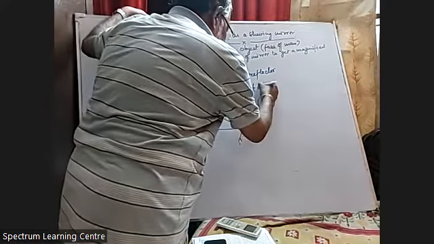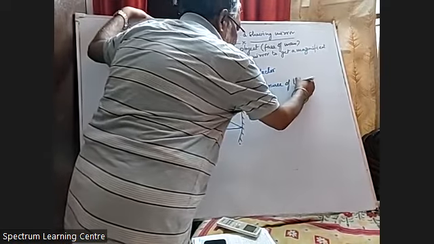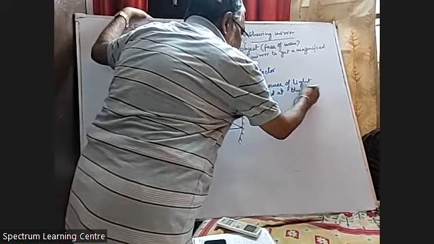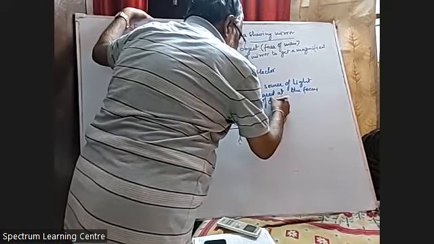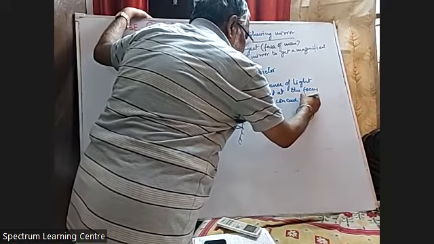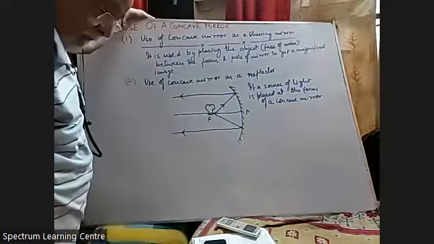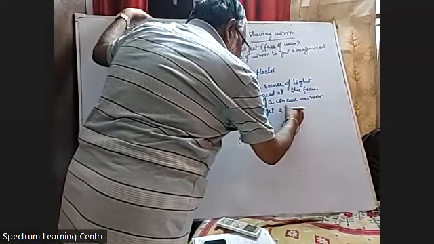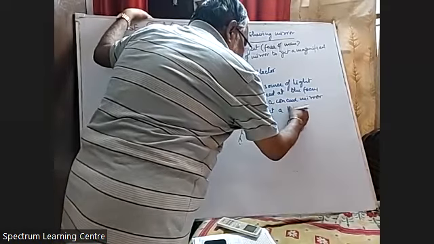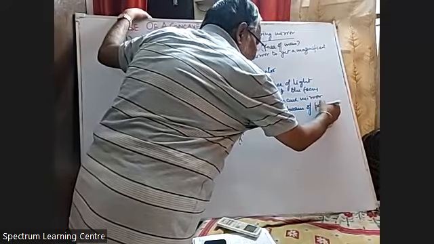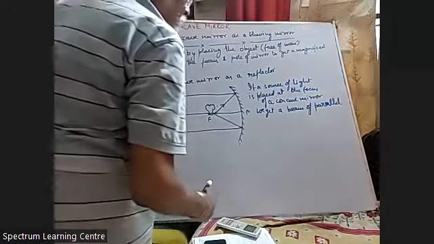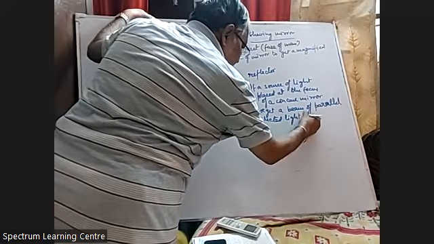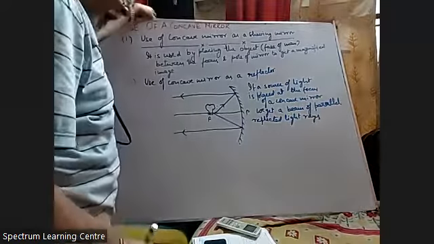So we can write: if a source of light is placed at the focus of a concave mirror, we get a beam of parallel reflected light rays.